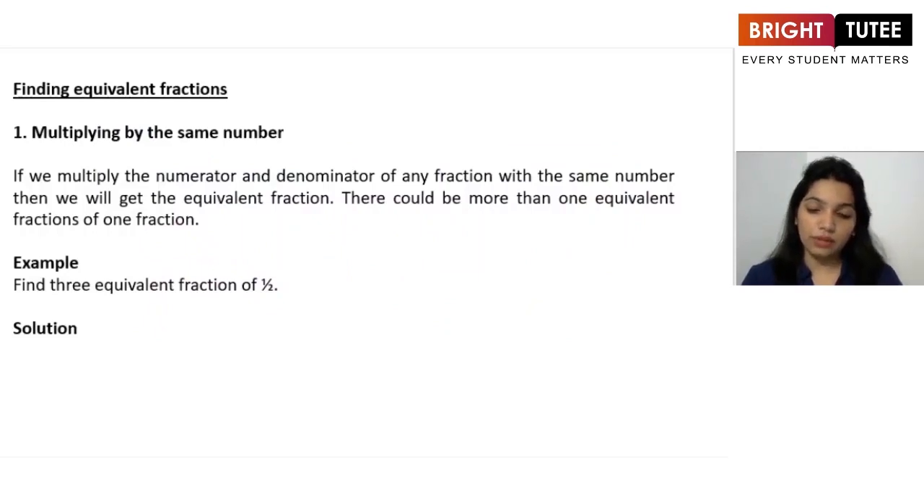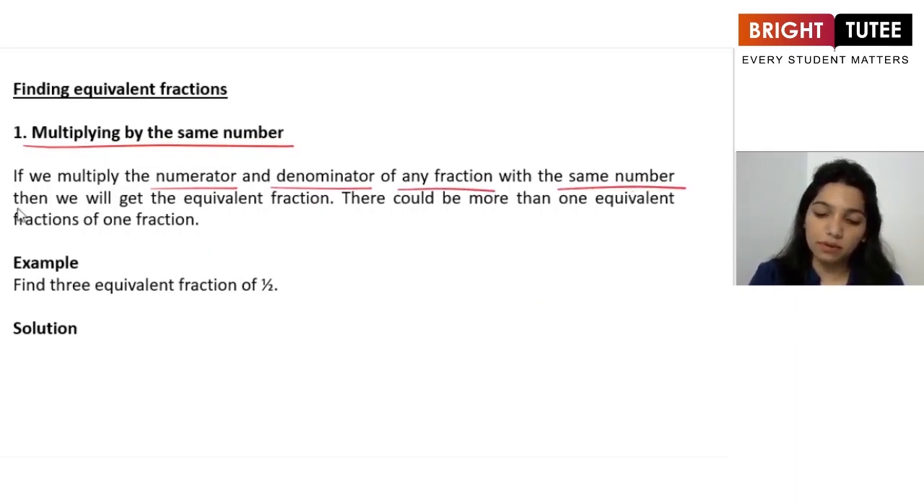Let's see how. We are going to find the equivalent fractions by using a mathematical method. Rather than drawing these, we are going to use some simple math. The first method says multiply by the same number. If we multiply the numerator and the denominator by the same number, then we will get an equivalent fraction. There could be more than one equivalent fraction for one fraction. I hope this makes sense.